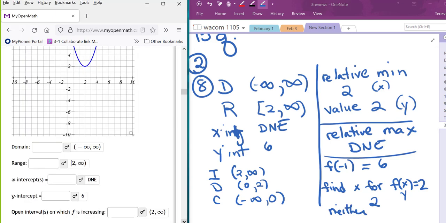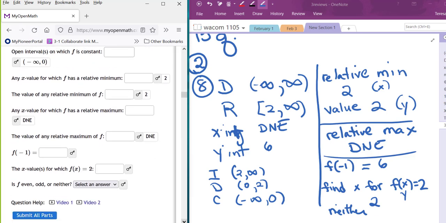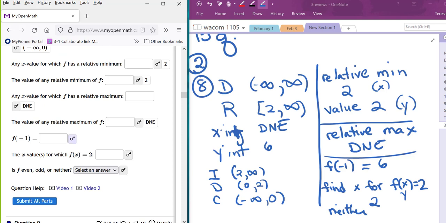So we'll just verify those answers real quick. So f of negative 1 we said is 6. The x when f of x is 2 is 2. This one is neither. So we're good there.